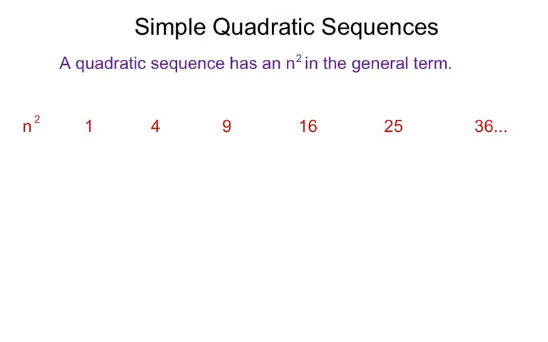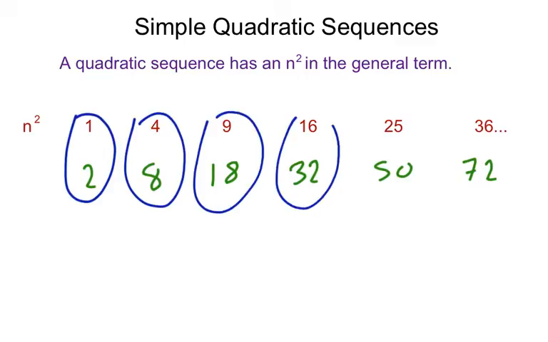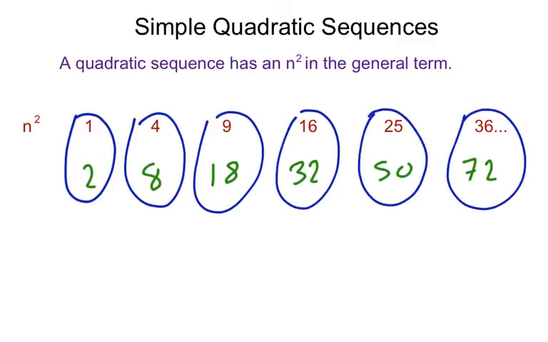Our second sequence that we were looking at was 2, 8, 18, 32, 50 and 72, and once again looking at the pairs of corresponding values in these two sequences, we can once again see a relationship. This time the green one is double the corresponding red number, so this time we have un equals 2 times n squared. This method works for simple quadratic sequences that we can relate easily to the square numbers.